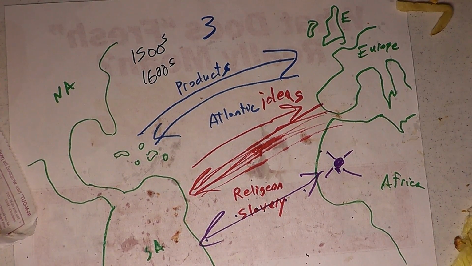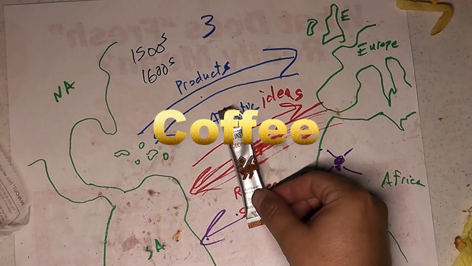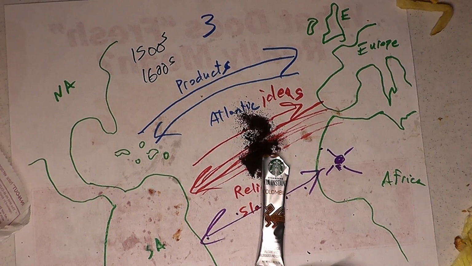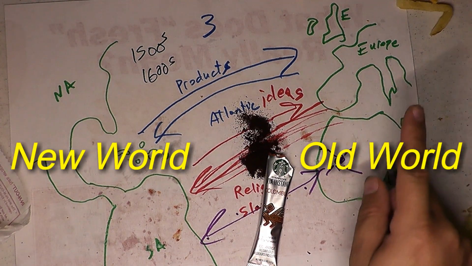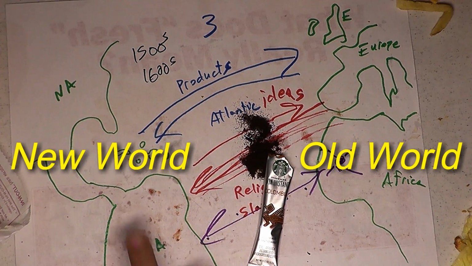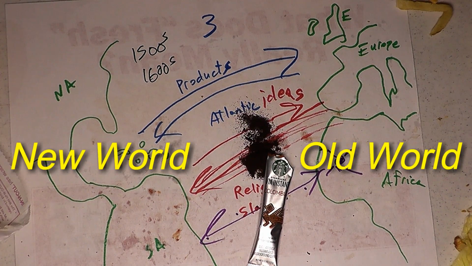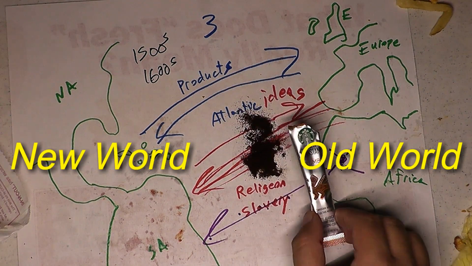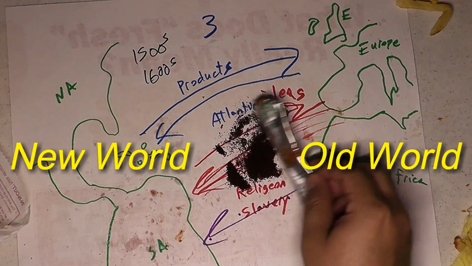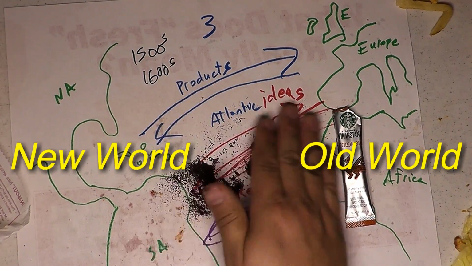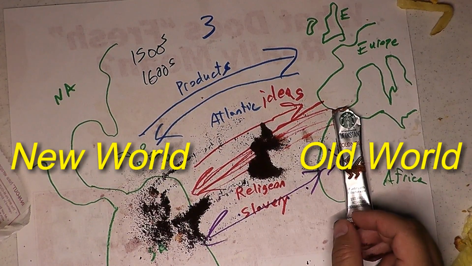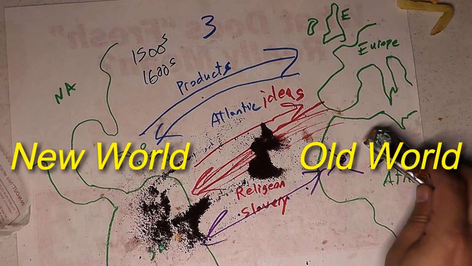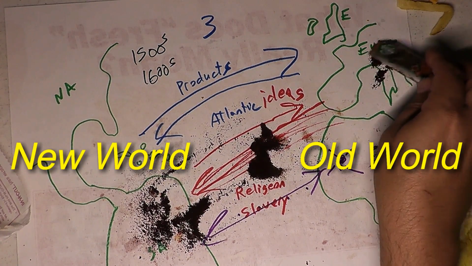Okay, now what about this? Let's talk about coffee. Some good old-fashioned coffee. Ground up coffee beans. So, would coffee start in the Old World or the New World? Now, that's kind of a trick question because the package I have actually says Colombia on it. And South America is known for its coffee production. However, if you look at the history of coffee, it actually originated in parts of Africa and Europe.